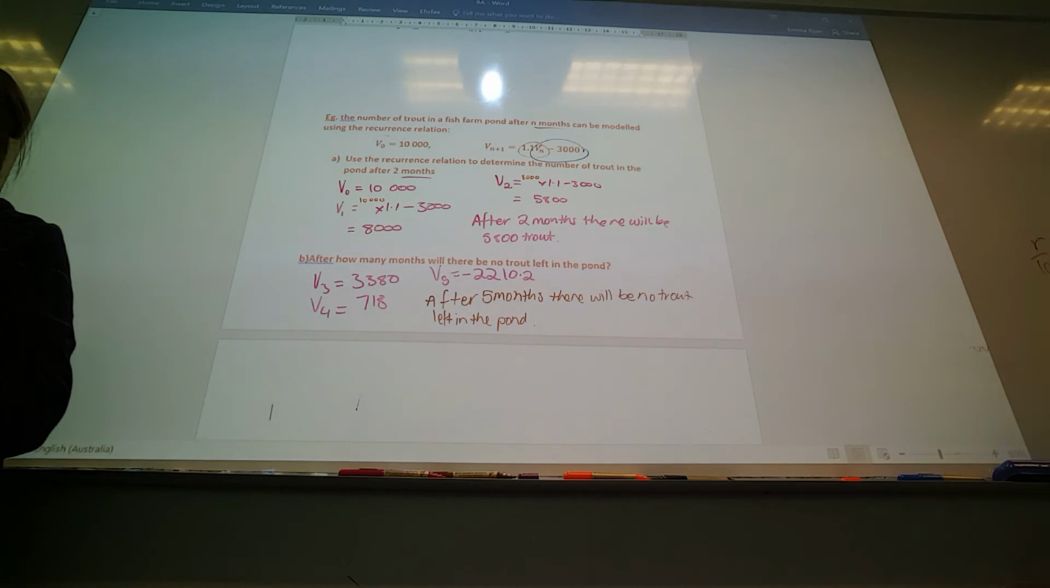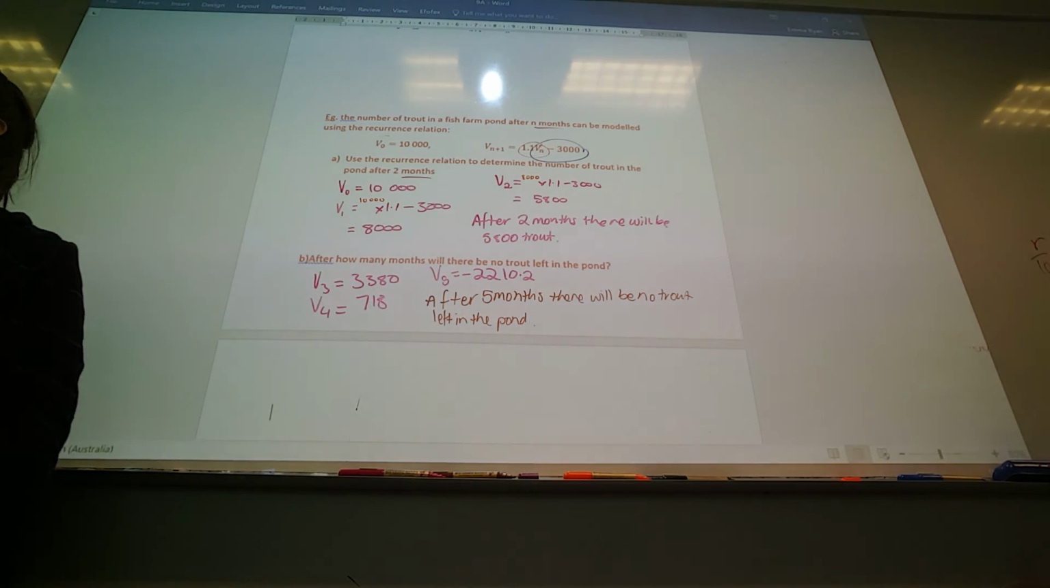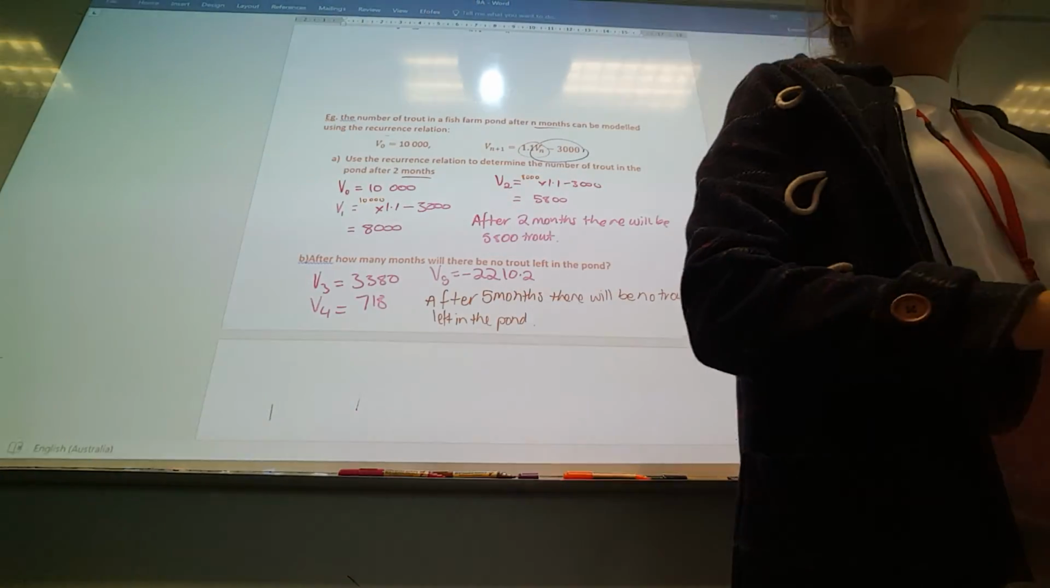Yeah. How would you know when you need to combine? It will tell you. It will give you a recurrence relation where they're combined. Any questions? Cool, that was nice and short, that one. And that's it for 9A.